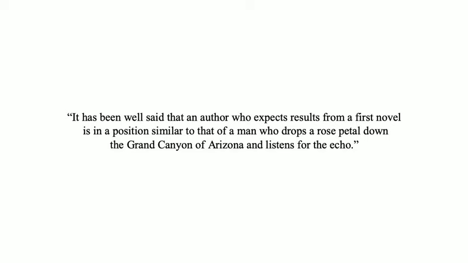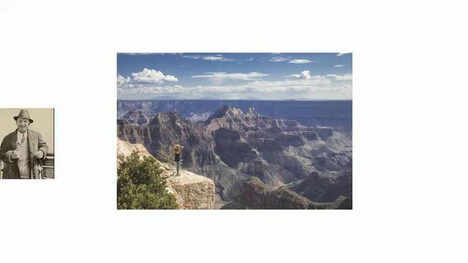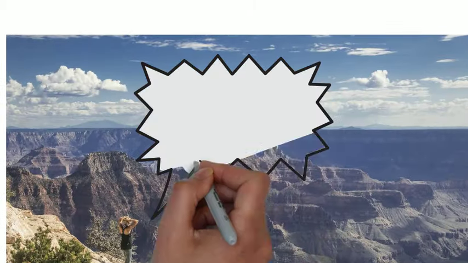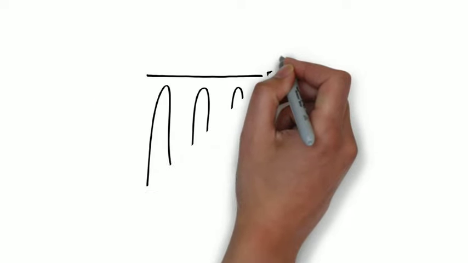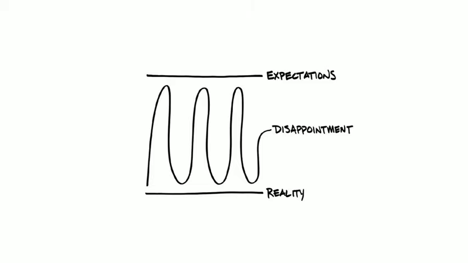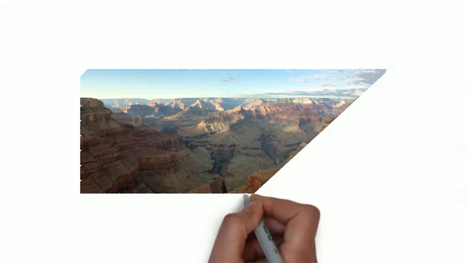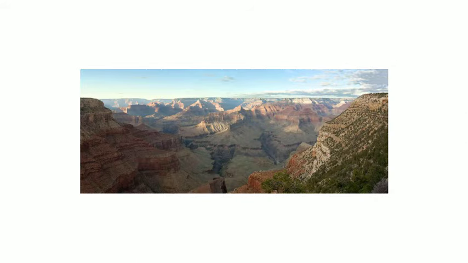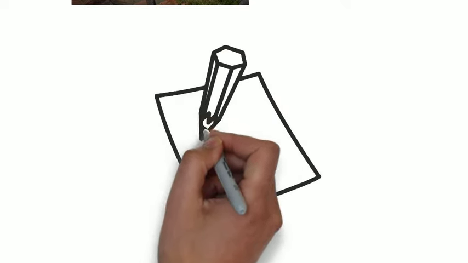The analogy here is between an author's expectation from a first novel and dropping a rose petal into the Grand Canyon while expecting an echo. It is an outrageous analogy, and that is the point. Wodehouse is demonstrating that a writer's expectation for his or her first novel should be grounded in reality. You wouldn't expect to hear the echo of a rose petal dropped into a canyon, would you? Of course not. So you should have realistic expectations for writing a first novel as well.